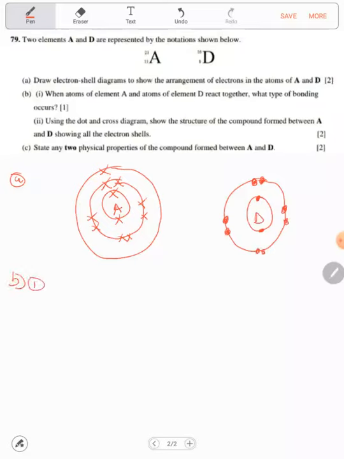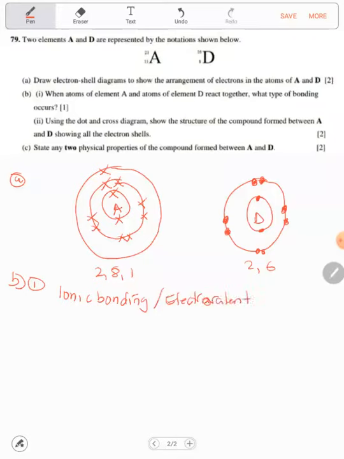Then B1 says: when atoms of A and atoms of D react together, what type of bonding occurs? You need to know whether this is a metal or a non-metal. Here we had 2, 8, 1 and here we had 2, 6. The number of electrons in the last shell shows the group. So element A is found in group 1, and group 1 elements are metals. D is found in group 6, and group 6 elements are non-metals. So it's a reaction between a metal and a non-metal. This is what we call ionic bonding, or electrovalent bonding.